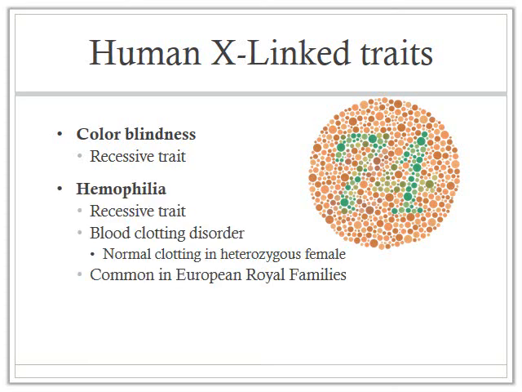And so color blindness is a recessive trait on the X chromosome. Hemophilia is also a recessive trait. This is a blood clotting disorder. Normal clotting in heterozygous females and homozygous dominant females, but if you are a female that is homozygous recessive or a male with the recessive allele, then you can have issues with blood clotting.